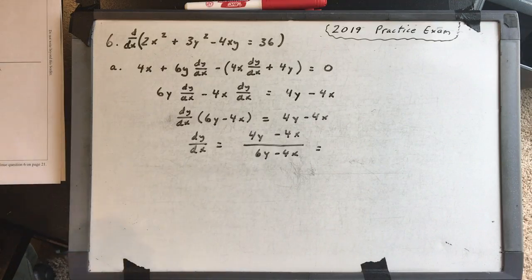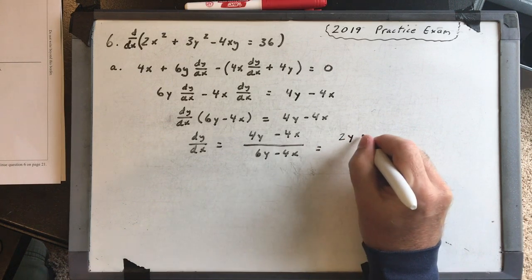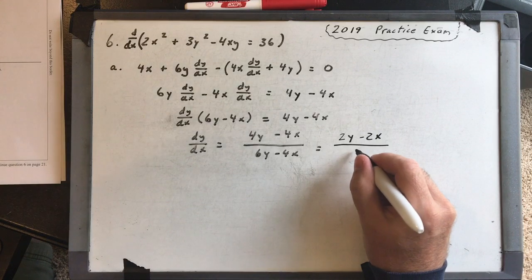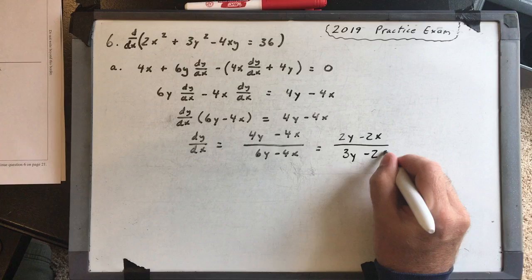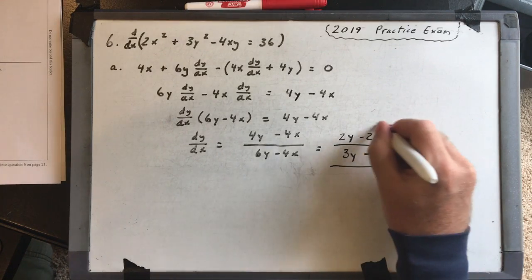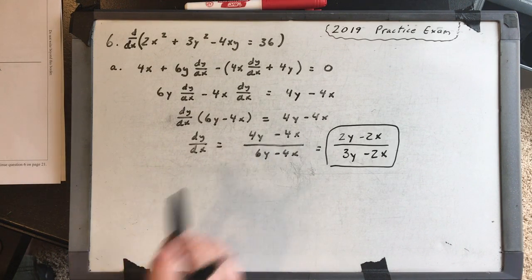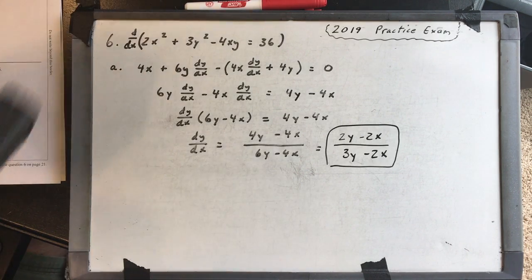Let's simplify that by factoring out a 2. So we would have (2y minus 2x) over (3y minus 2x), which is the answer they want you to get to. Okay, so that's a great review. You can see yourself getting a problem like that.